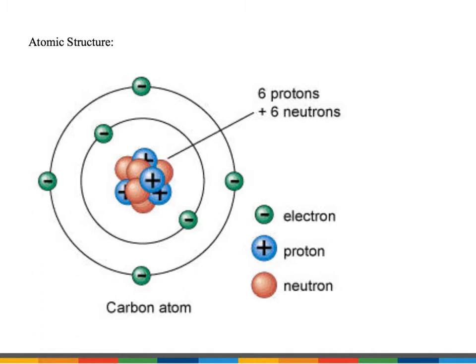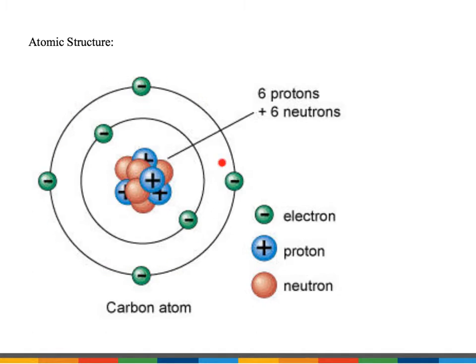And then lastly, the third particle that we look at are the electrons. And the electrons are very, very small. They have very little mass, and they have a negative charge. And they're being pulled towards the nucleus by the protons. They orbit the nucleus in paths called electron shells.